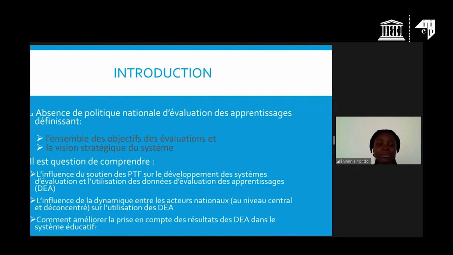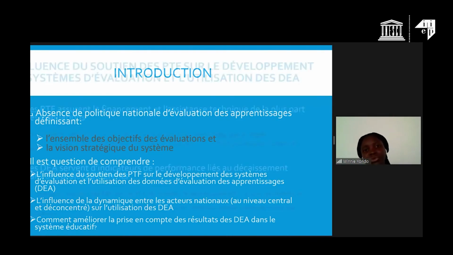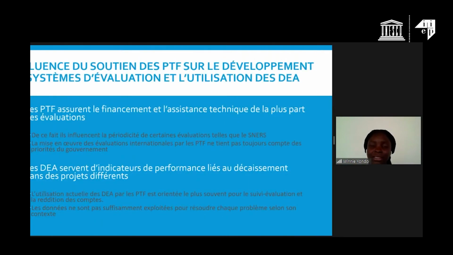When you have to implement a policy that comes from something that's observed. So again, it's really important to understand the support of technical and financial partners, the influence of the support of technical and financial partners on the development of assessment systems and the use of learning assessment data, then the influence of the dynamics between the various national stakeholders in the use of learning assessment data, and how to improve the inclusion of learning assessment data in the education systems.